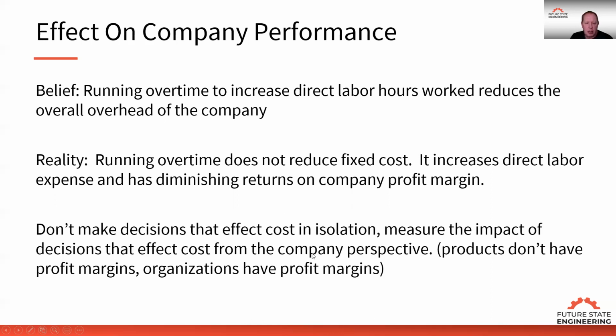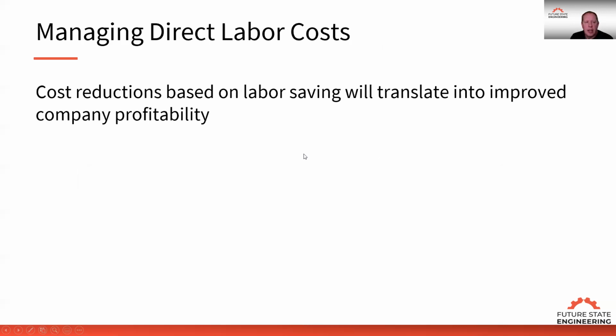So our lesson here today is don't make decisions that affect cost in isolation. Measure the impact of decisions that affect cost from the company perspective. And the paradigm shift is products don't have profit margins. Organizations have profit margins. So that's our lesson for today. Next week, we're going to talk about direct labor costs and the concept that cost reductions based on labor savings will translate into improved company profitability.